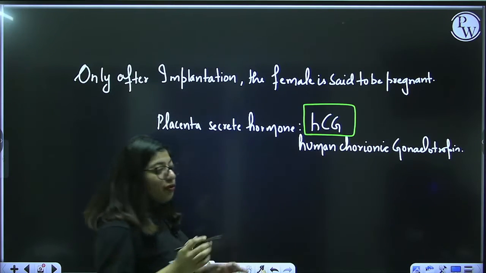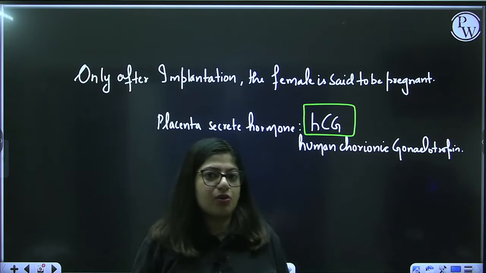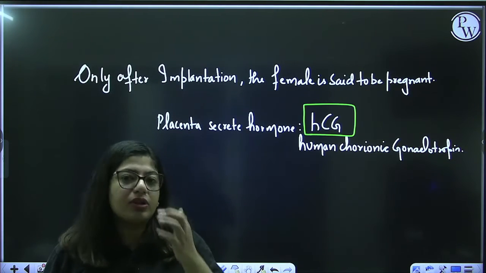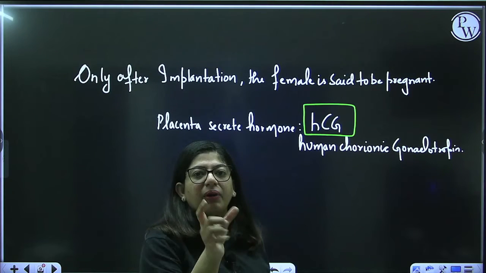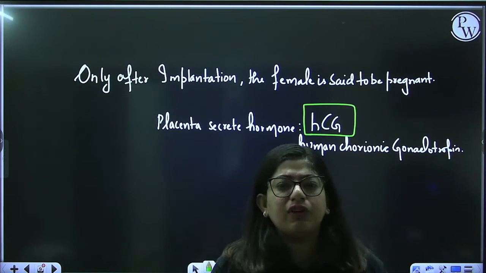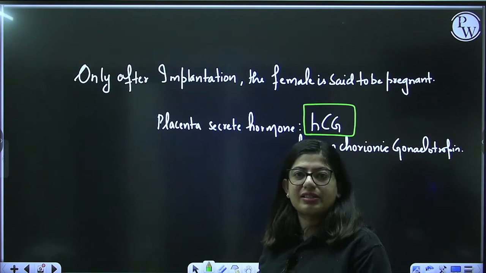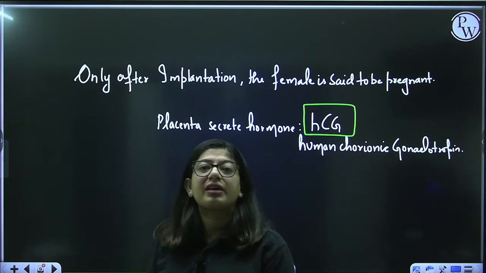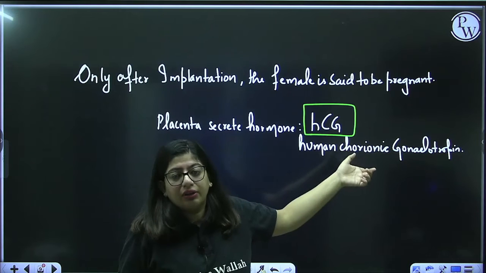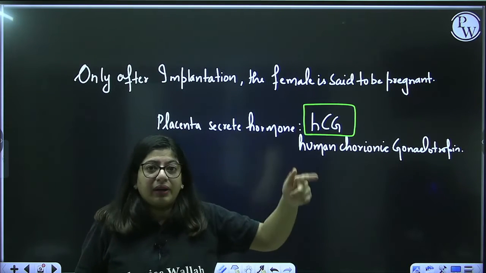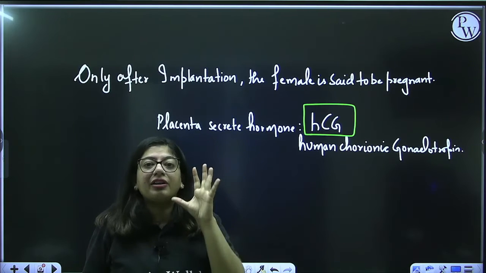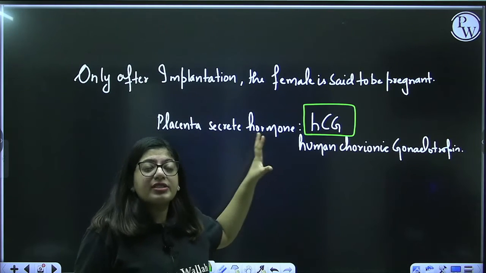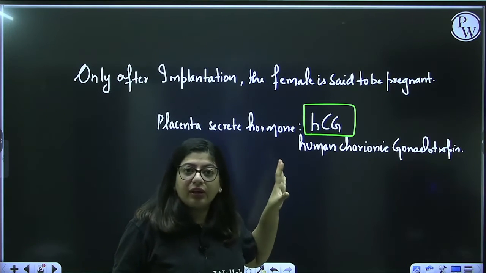Before implantation, the female does not have this hormone, right? So this hormone is detected in a test. You must have seen those pregnancy kits like Prega News, and you have seen them on TV also, right? These sticks confirm the presence of HCG in urine. If a female is pregnant, she will be secreting HCG. A non-pregnant female does not produce HCG because in her implantation has not taken place.